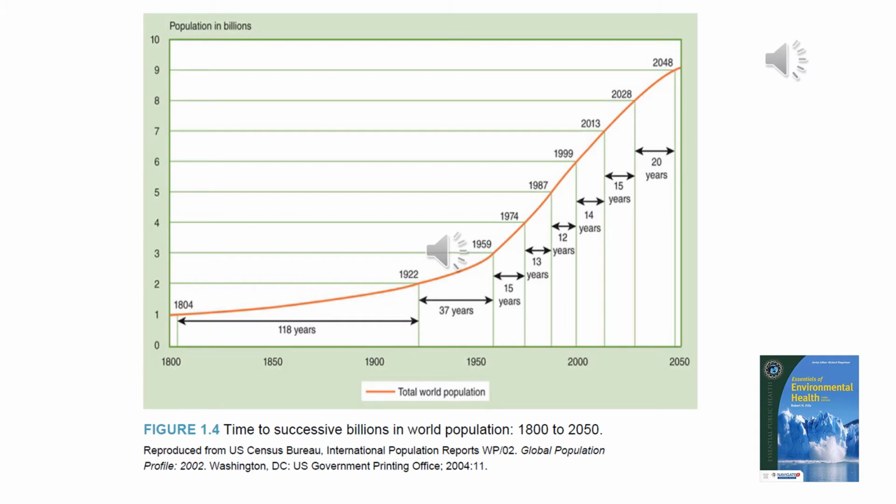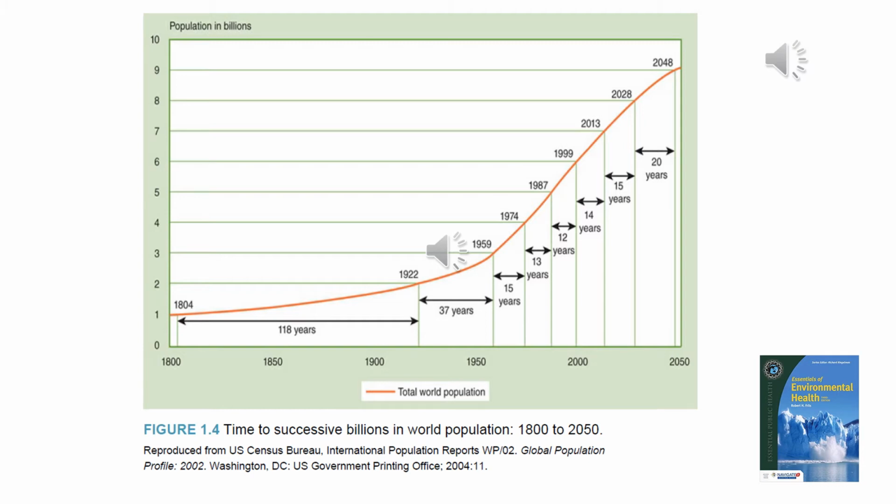This chart shows a disturbing trend. In 1804, we reached 1 billion people for the first time. It took 118 years to reach 2 billion. Then only 37 years to reach 3 billion. 15 years to reach 4 billion. 13 years, 12 years, 14 years to reach 7 billion. And it's expected to only take 15 years to reach 8 billion people in the year 2028.